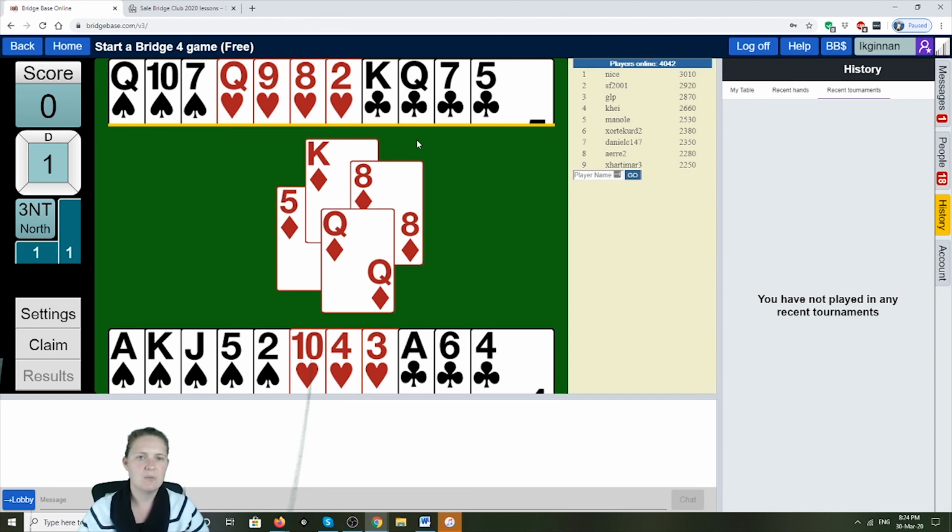Because you're playing against the computer, you can certainly leave at any time. To leave, you could just log off. But another really useful button is this home and this back button.